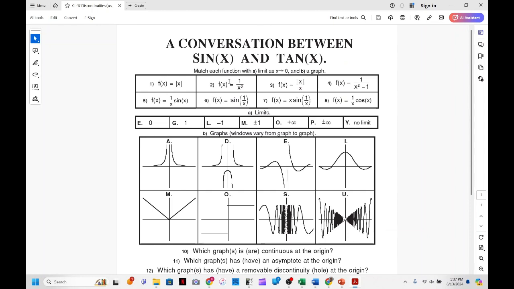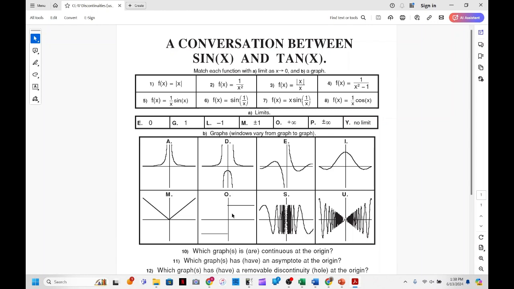We have these 8 different functions that they're giving us here, and they want us to do 2 things with each function. For part A, they want us to figure out the limit as x approaches 0, and we're going to pick from this e through y bracket of answers here. And then for part B, they want us to match it with a graph. So this is less of a calculus question and more of a just can you use a graphing calculator kind of question for part B. Part A is where you get the real calculus.